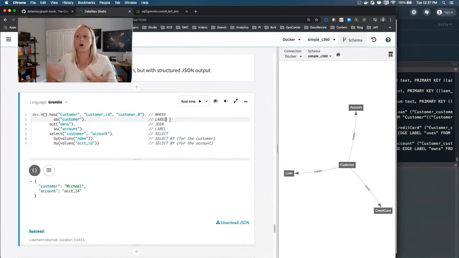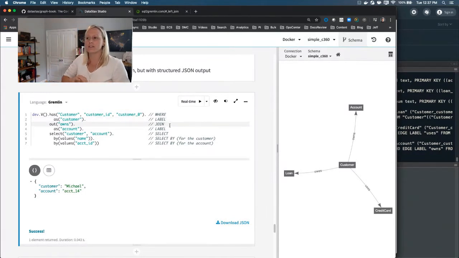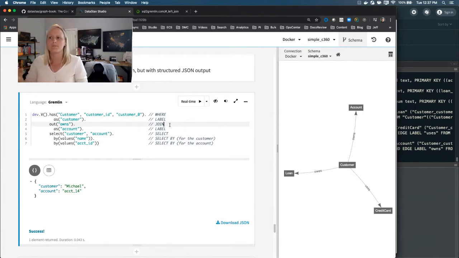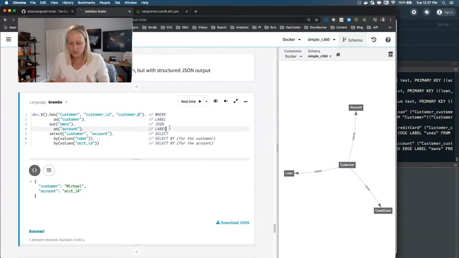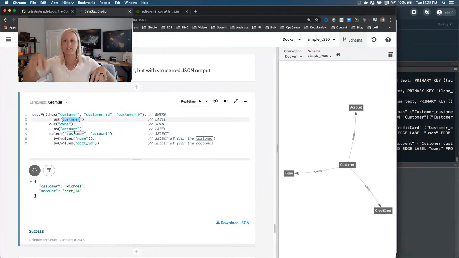At that point, you're going to walk away from the customer, and you're going to walk through the owns edge, and you're going to stop now on an account. So now we're on line 4. And now that you're on that account, you're going to leave a label on that vertex, and you're going to call it account. At this point, we have 2 labels that you've left in your data. You've left a label on your customer vertex, you walked, and then left a label on your account vertex.